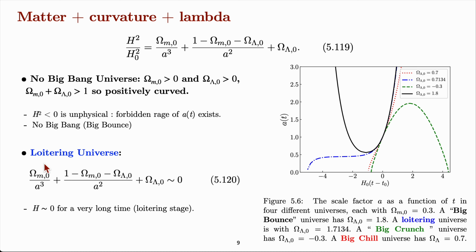If you think about the second case, which is called the loitering universe, this is the very special case when some of these is very close to 0, and this means H is equal to 0 for a very long time. So if you take a look at this blue curve, at some point of time, the scale factor doesn't change, and instability comes in, and then it becomes larger.